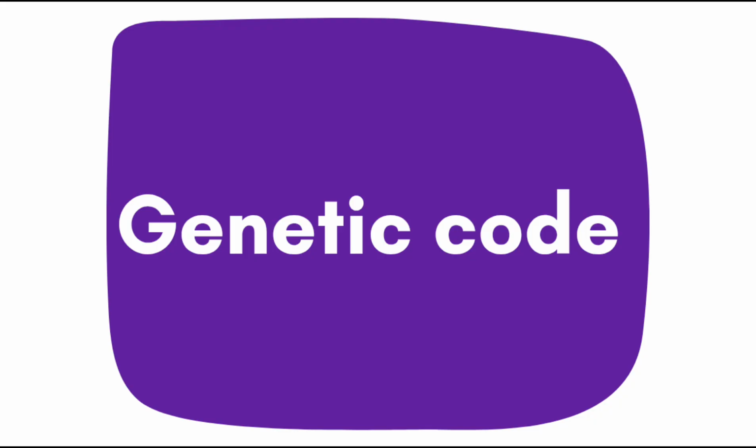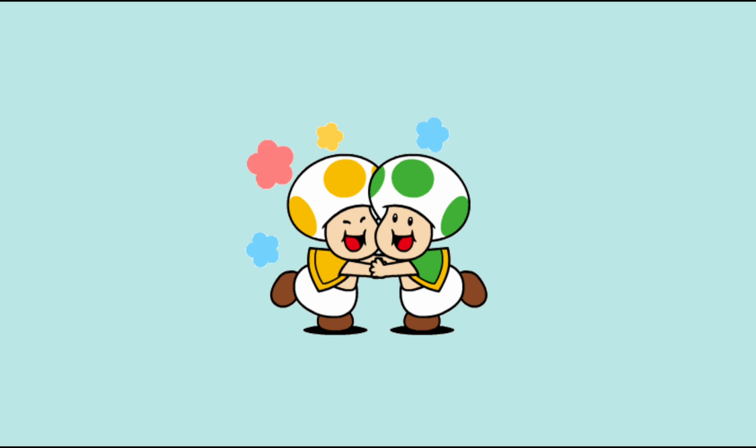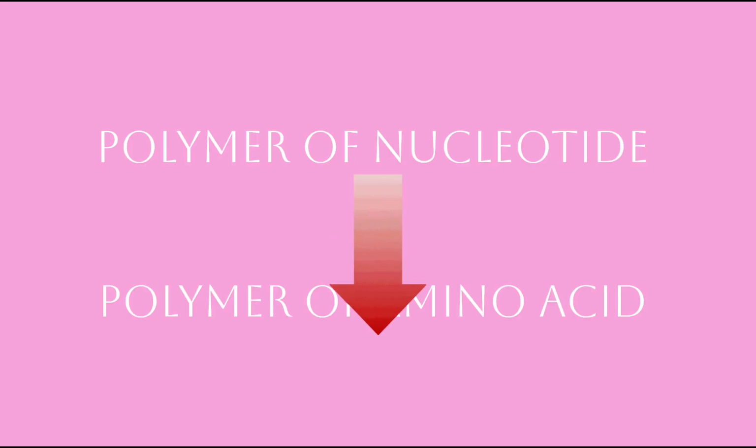Now let's learn about the genetic code. During replication and transcription, a nucleic acid is copied from another nucleic acid. This process is based on complementarity. Translation requires transfer of genetic material from a polymer of nucleotides to synthesize a polymer of amino acids. There is no complementary relationship between nucleotides and amino acids, nor can it be theoretically drawn.